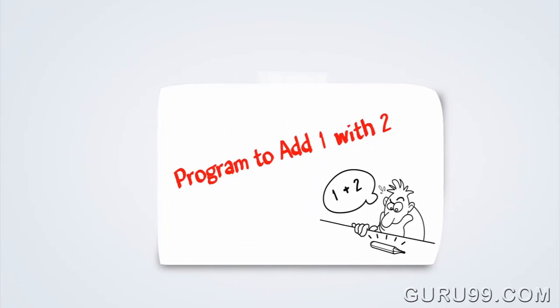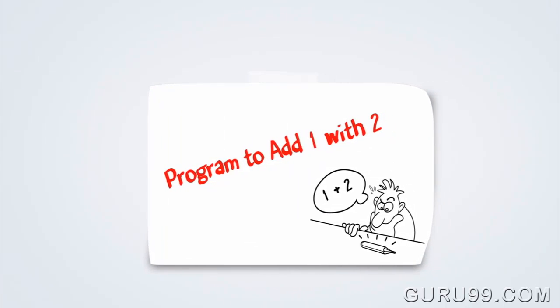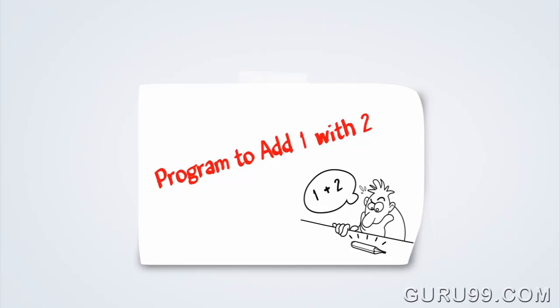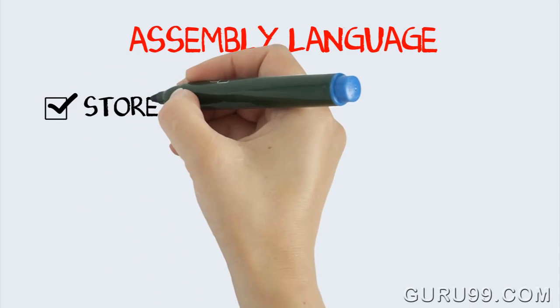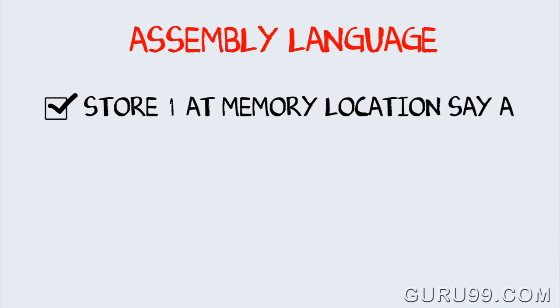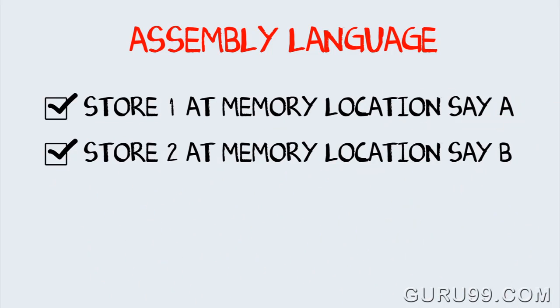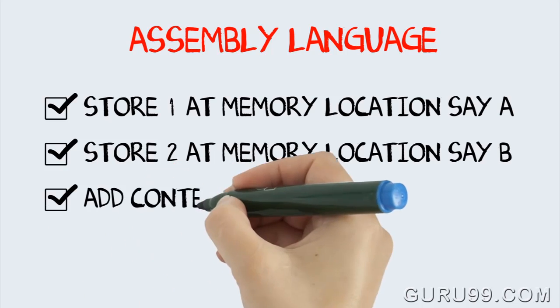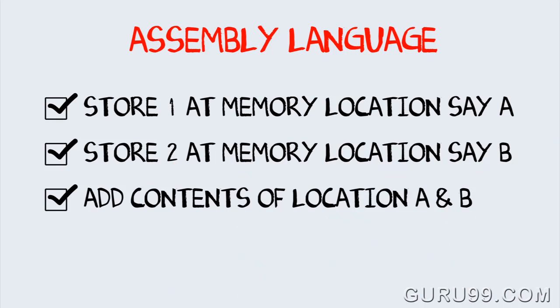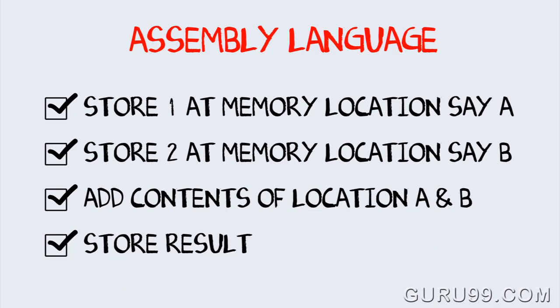Suppose you were asked to write a program to add two numbers. Say add 1 with 2. Assembly language is the most elementary form of software development languages. Your code to add two numbers in this language would look like: store number 1 at memory location, say A. Store number 2 at memory location, say B. Add contents of location A and B. Store results. The way you feed this code to the processor would depend on the PC you are using.